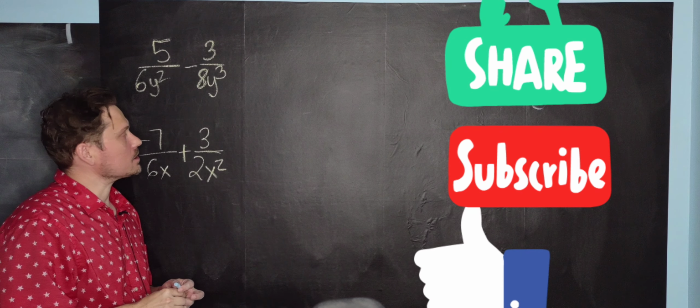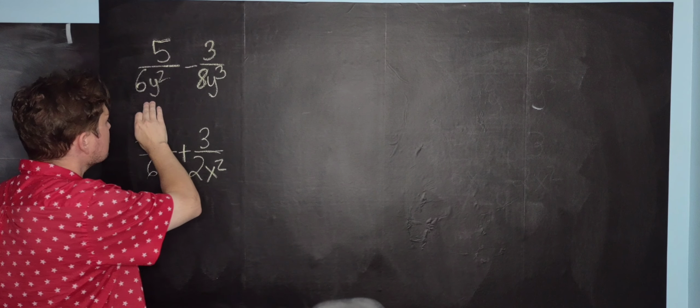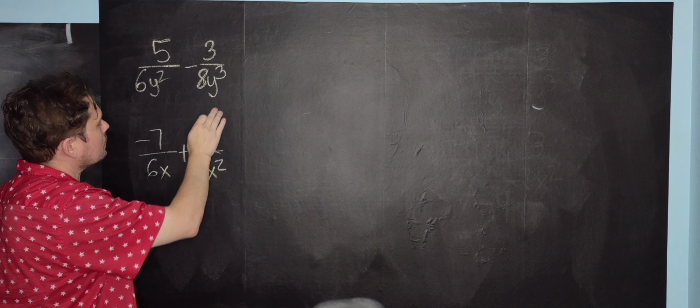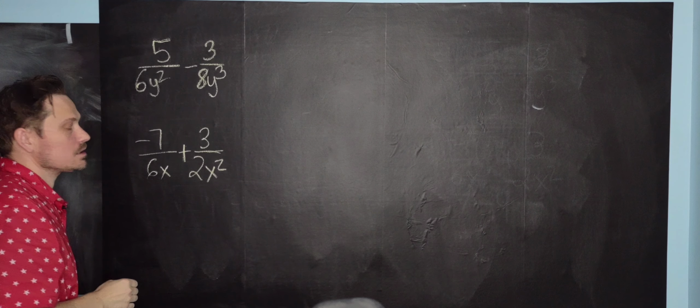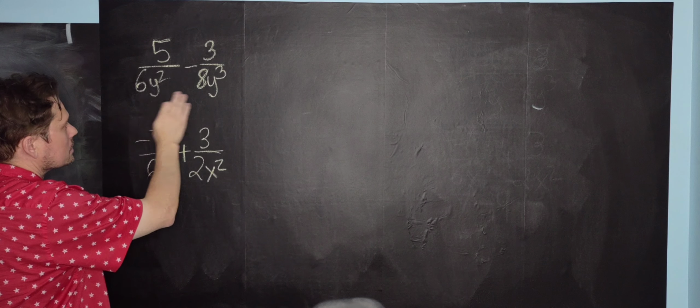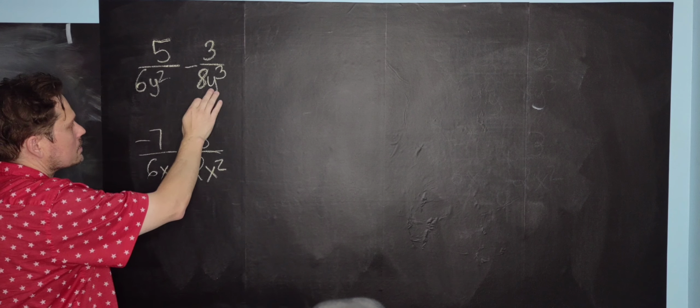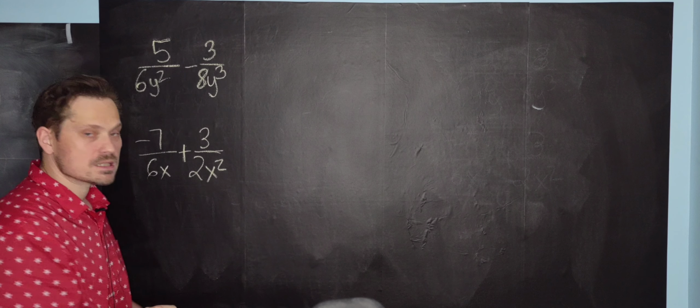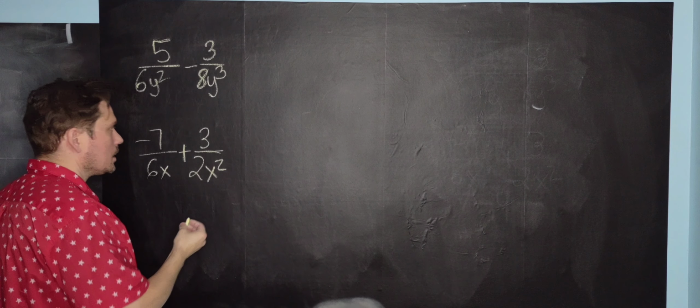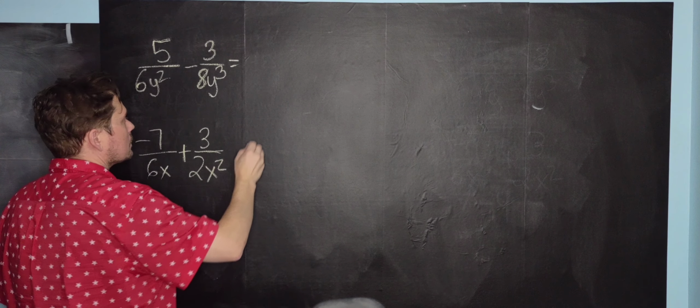Welcome friends, in this one I'm going to show you how to find 5 over 6y squared minus 3 over 8y cubed. So here, if you look at the denominators, they are different. This has a 6, this has an 8, this has a y squared, and this has a y cubed. So we need the same denominator. How can we do that? Well, what we can do is we can write the following.